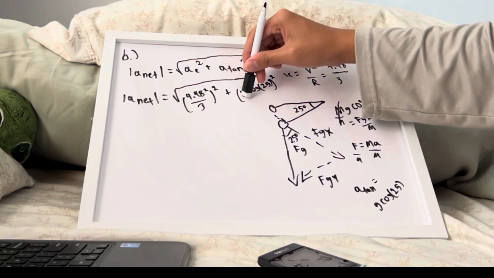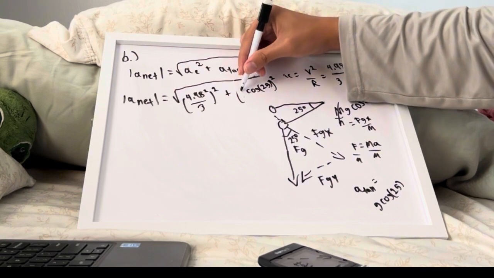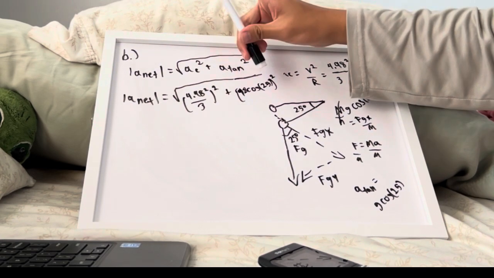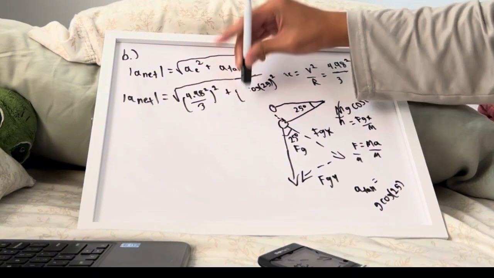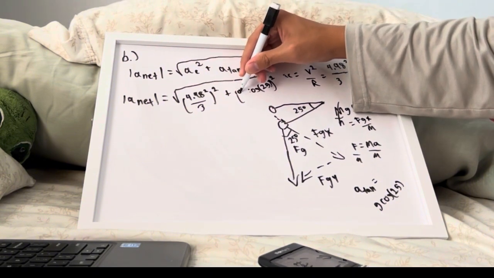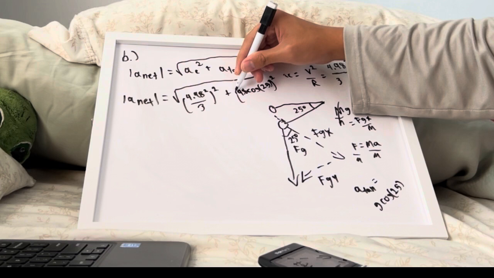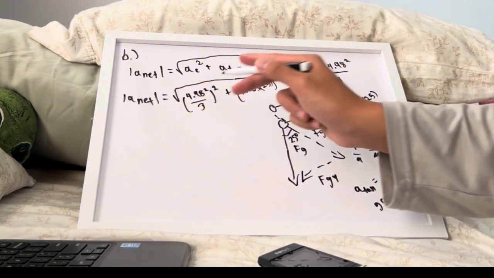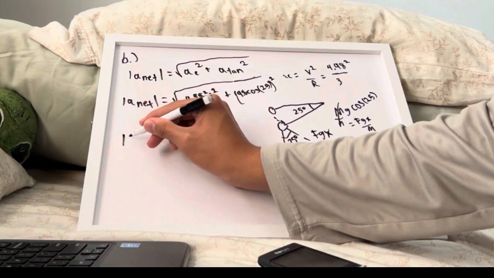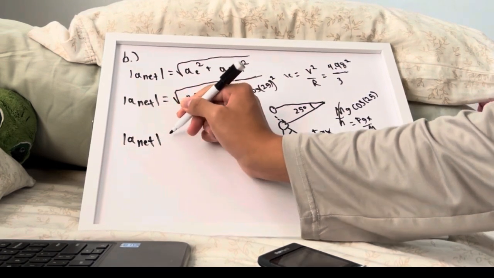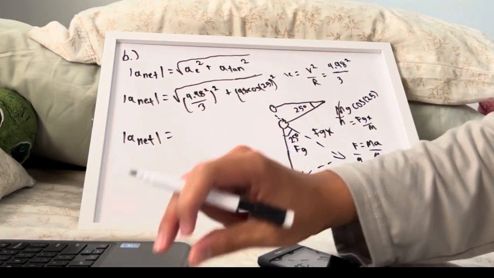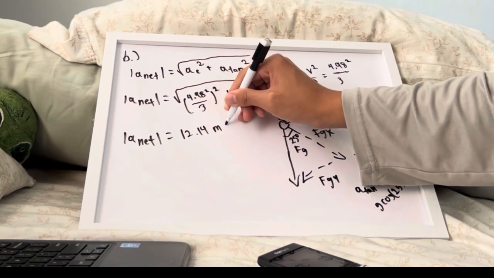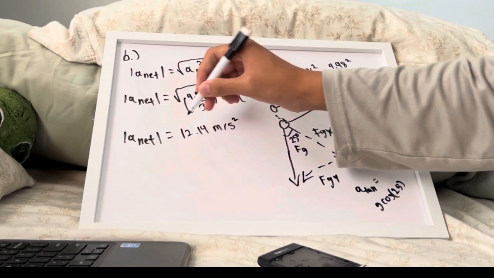I'm just going to keep it up here. G turns into 9.8. Make that neater. Like so, 9.8 cosine 25 squared. And this is 4.98 squared over 3. And that comes out to be 12.14 meters per second squared.